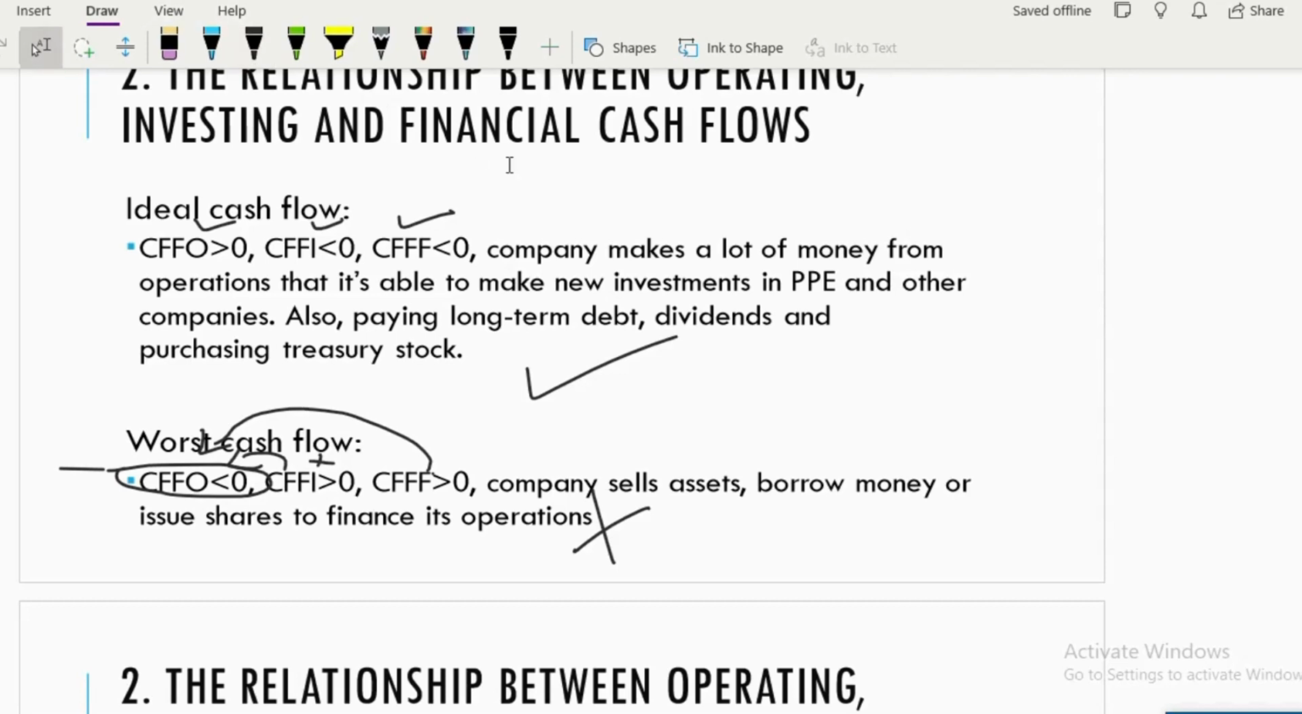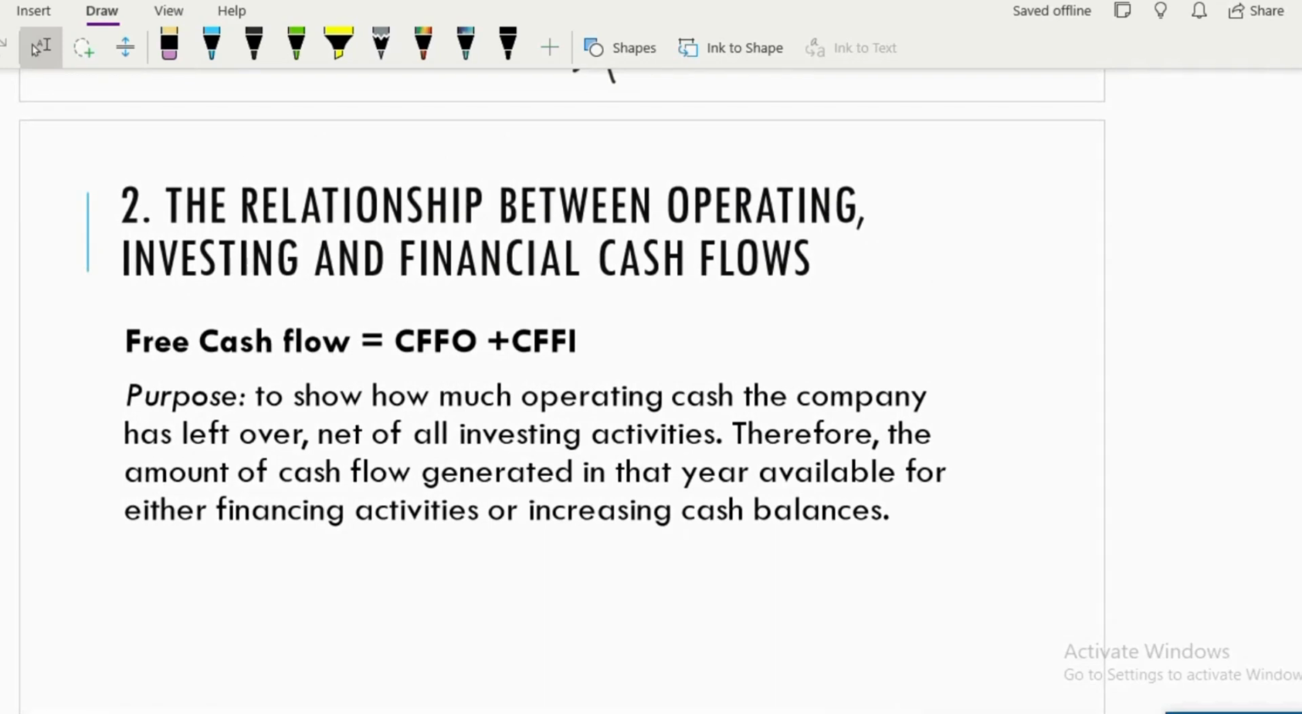Let's move on towards the conclusion. That is, how can we calculate the free cash flow? The free cash flow is when you have cash flow from operating activities and you add your cash flow from investing activities into that. What does it mean? The purpose is to show how much operating cash the company has left over net of all the investing activities. There is a correction, one second, this is not plus, this is minus.